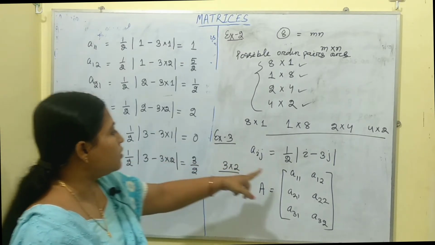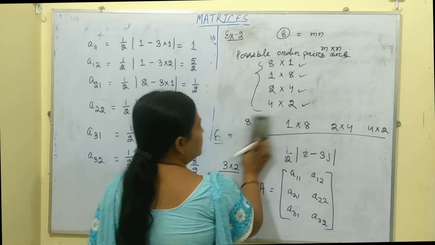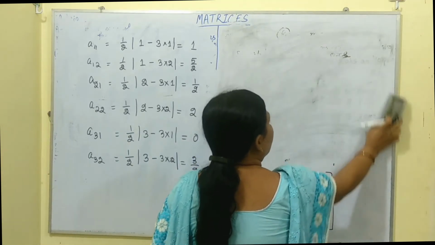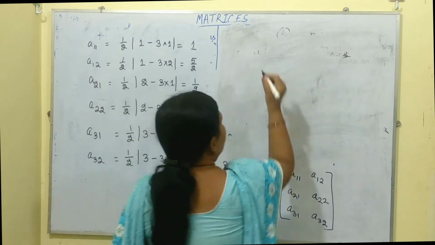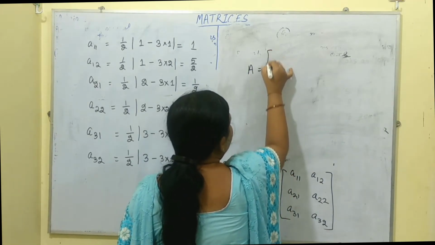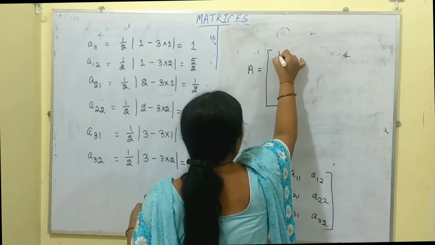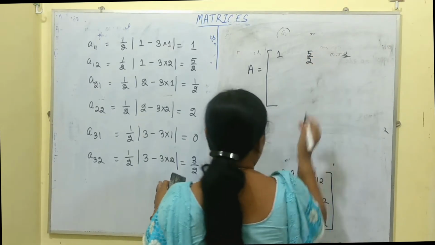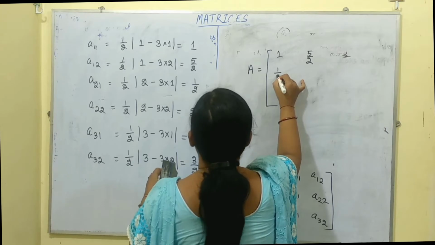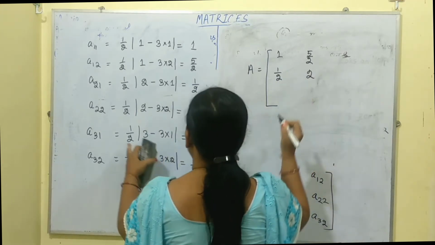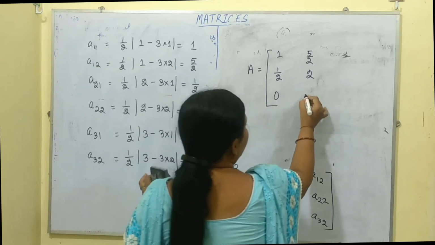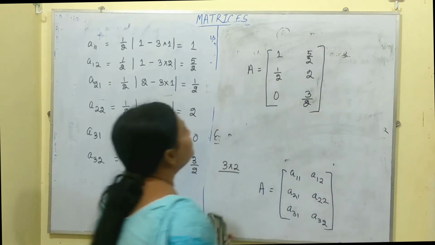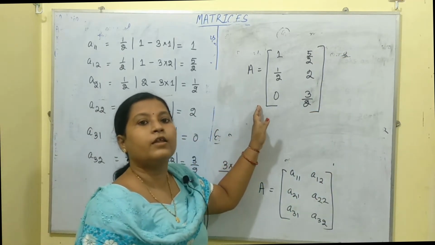So we get all the values of matrix A and put these values in to get the matrix. So A is equal to: A11 is 1, A12 is 5 by 2, A21 is half, A22 is 2, A31 is 0, A32 is equal to 3 by 2. So we get our required matrix.